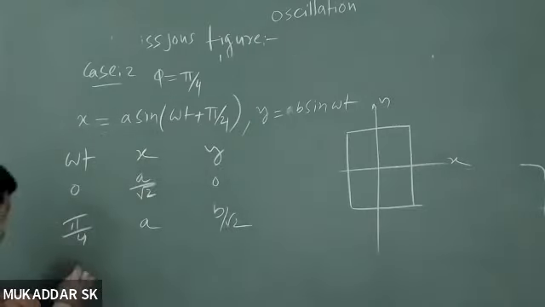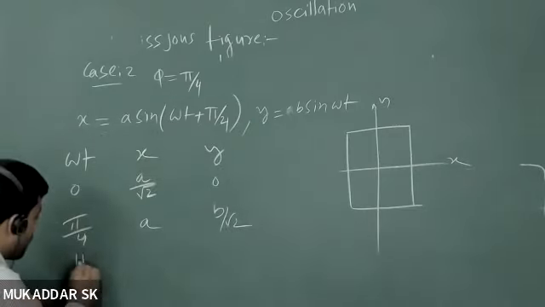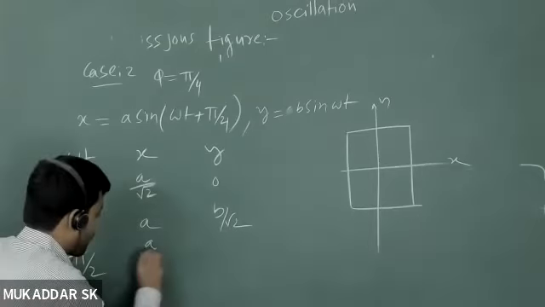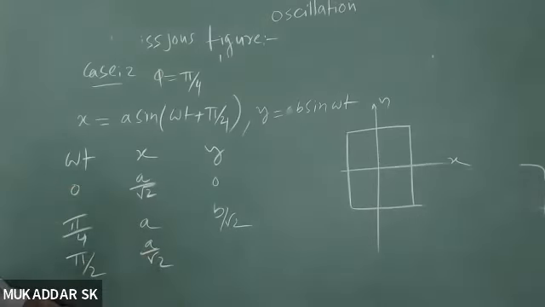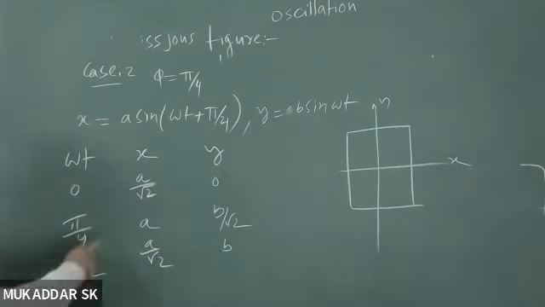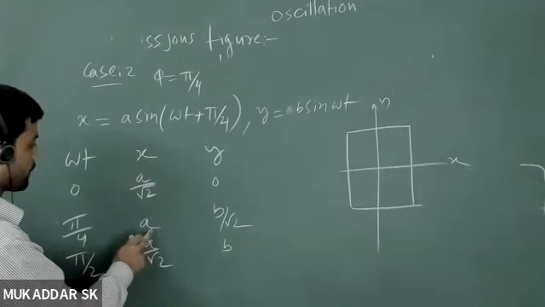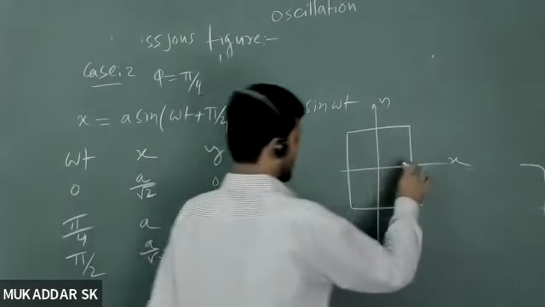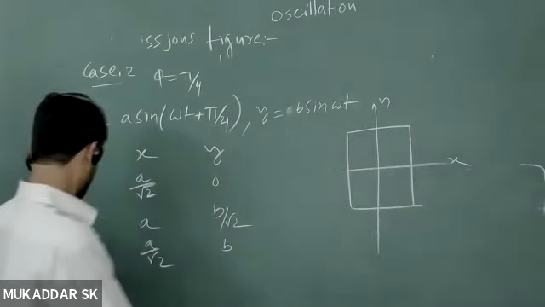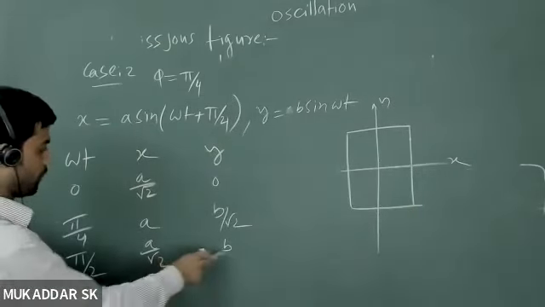Okay. Now when omega t equals pi by 2, what will be this value? sin(pi by 2 plus pi by 4) is sin 3 pi by 4, that is a by root 2. And this will become now how much? B. So when it is pi by 4, the point is a by root 2, b by root 2, which will be somewhere here. Then at pi by 2 you are getting a by root 2, b.